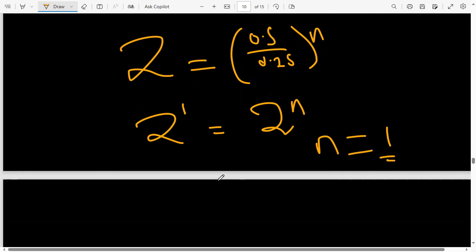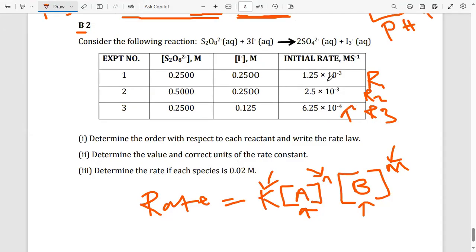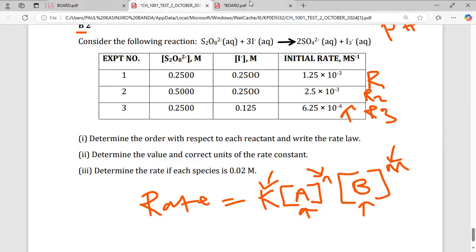Okay, and now let's find the m. For us to find the m, we're going to use the third rate divided by the first rate. So what was the third rate? If you check your table, the third rate is this one. Then we are dividing it by that one.